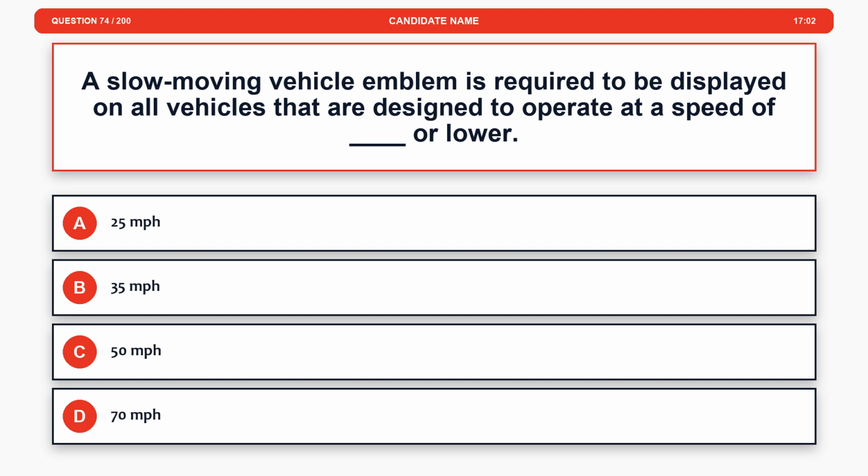operate at a speed of blank or lower. Option A, 25 miles per hour. Option B, 35 miles per hour. Option C, 50 miles per hour. Option D, 70 miles per hour.